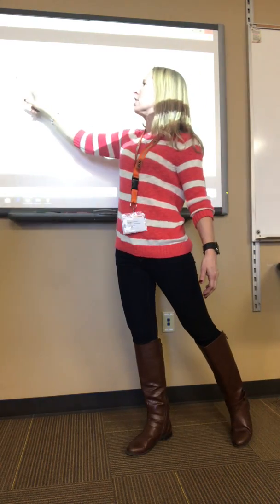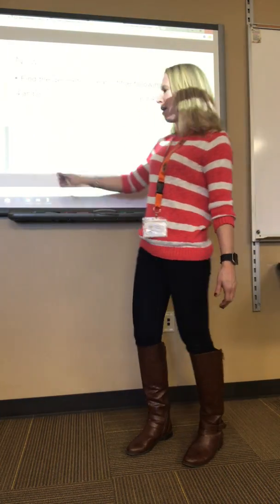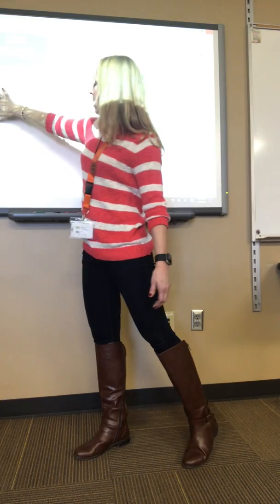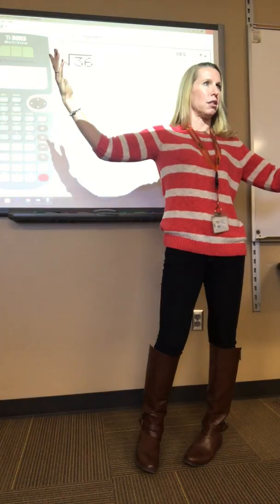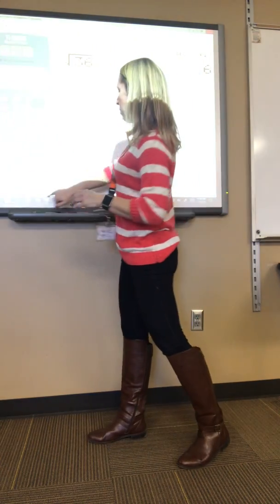So you just take the two numbers you see. What's 4 times 9? 36. So the square root of 36 is 6. That's your answer. So let's look at your assignment.